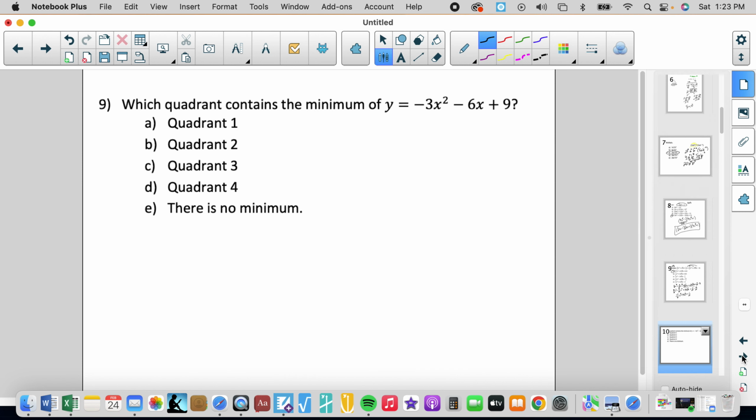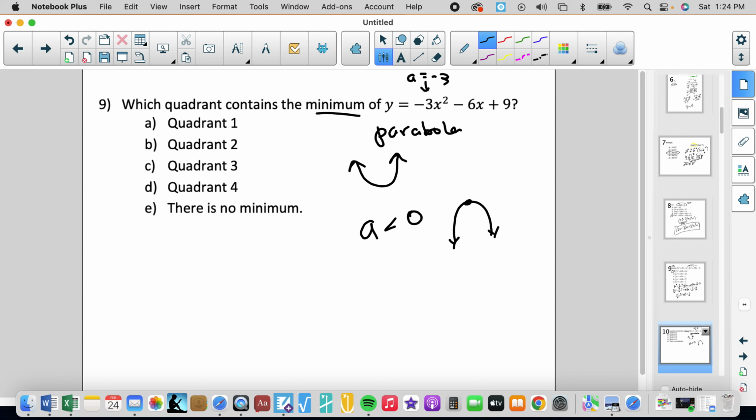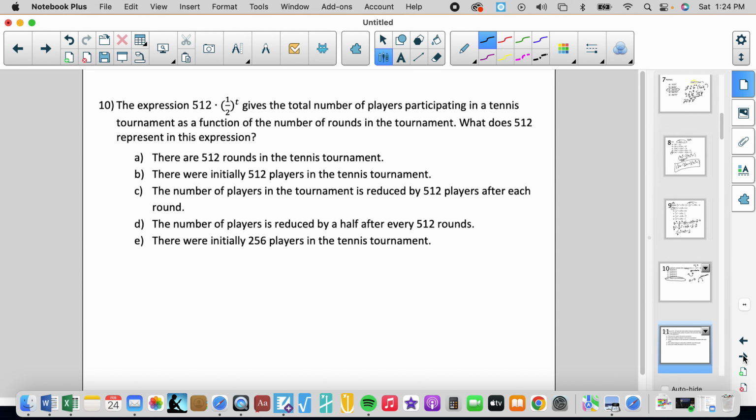Which quadrant contains the minimum of y equals negative 3x squared minus 6x minus 9? This is a parabola. And a parabola looks like this. But when a is less than 0, and this is my a value, my a is negative 3, we know that it's going to be upside down. So it doesn't have a minimum, it has a maximum. So this is a trick question. There is no minimum. There's only a maximum.